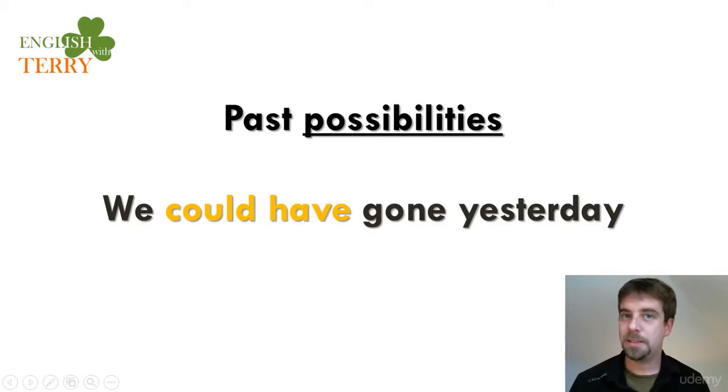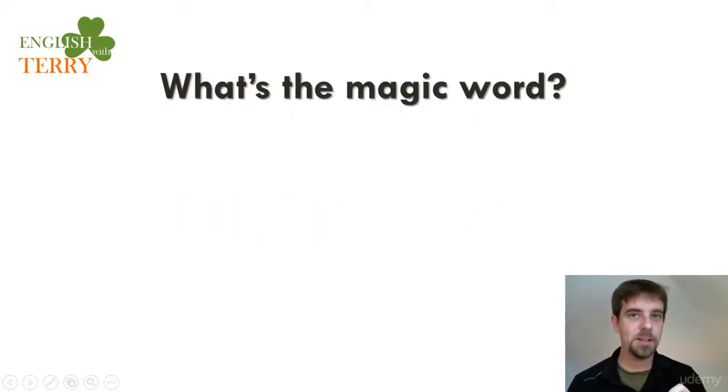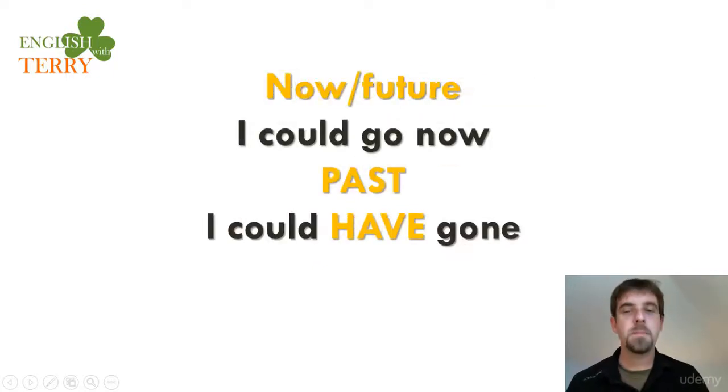Past possibilities is using could have. We could have gone yesterday. So this is very similar to would and would have, the same idea, right? What's the magic word? Have. Could have. Because if we have now in the future, I could go now, I could buy a new computer, I could whatever. To make this idea into the past, you need the word have. I could have gone. And this is crucial.